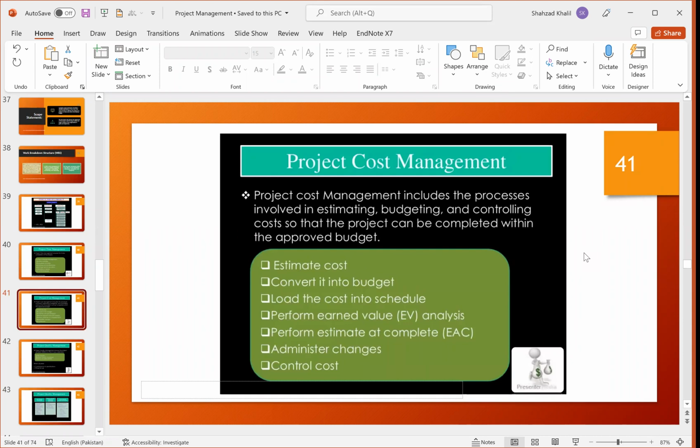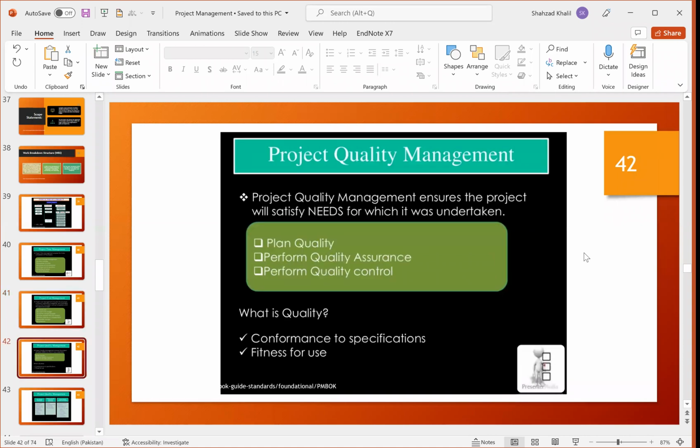Project cost management includes the processes involved in estimating, budgeting, and controlling costs so that the project can be completed within the approved budget. So there should be estimate cost, convert it into budget, load the cost into schedule, perform earned value analysis, perform estimate at complete, administrative changes, and control cost. It is all included in cost management.